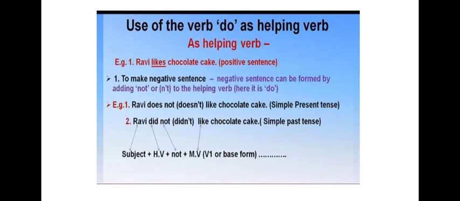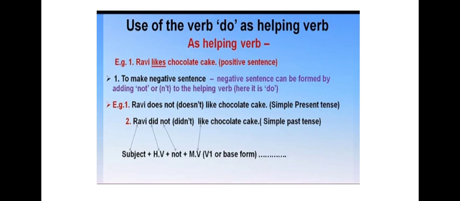Now here in this sentence, once more, if I want to convert this to a negative sentence, I would say, Ravi doesn't like chocolate cakes. This sentence is in the present tense, and if I want to convert it to the past tense, then Ravi did not like chocolate cakes. Now, are you getting me?